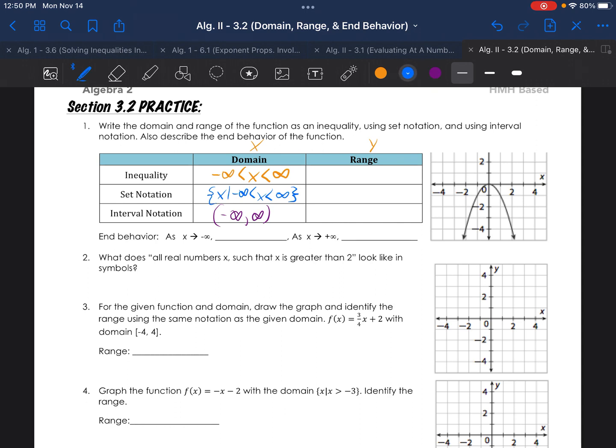The range, those are the y values for saying, hey, how high or low does this go? So it goes down forever to negative infinity, but it doesn't go up forever. The highest it gets is 0. So our range is going to be y, not x, because we're talking about the y values, is less than or equal to 0, because it's 0 and anything lower than that.